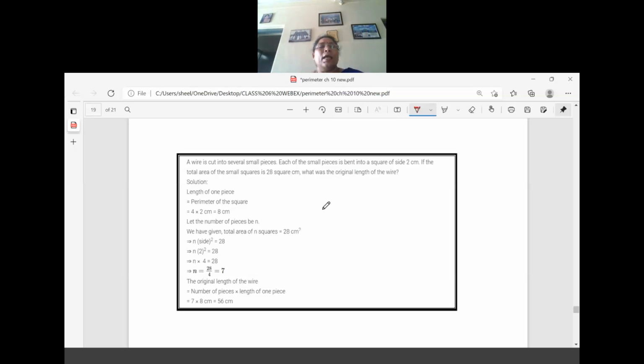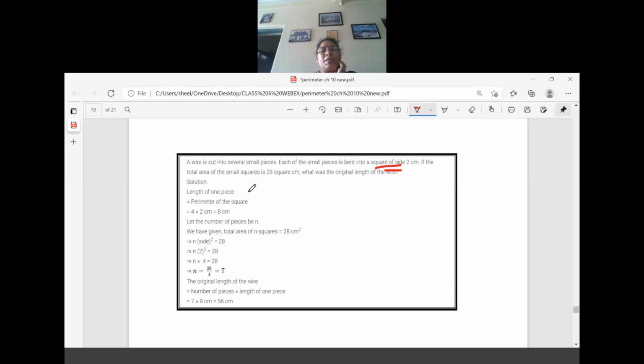Okay. Next question. A wire is cut into several small pieces. Each of the small pieces is bent into a square of side 2 centimeter. If the total area of the small squares is equal to 28 square centimeter, what was the original length of the wire? A wire is cut into several small pieces, right? Now what was the original length of the wire only?